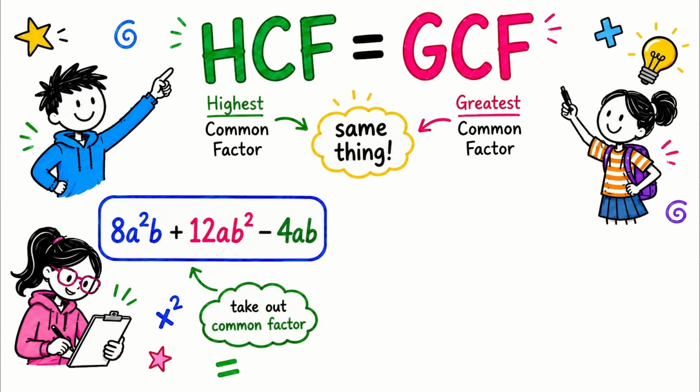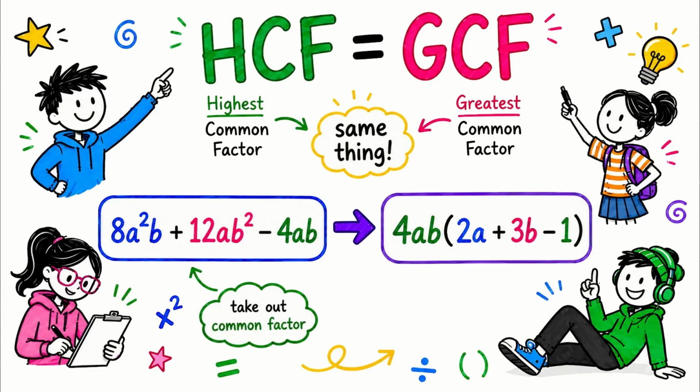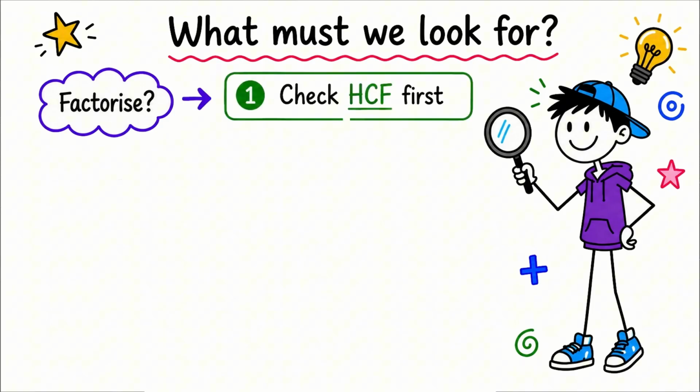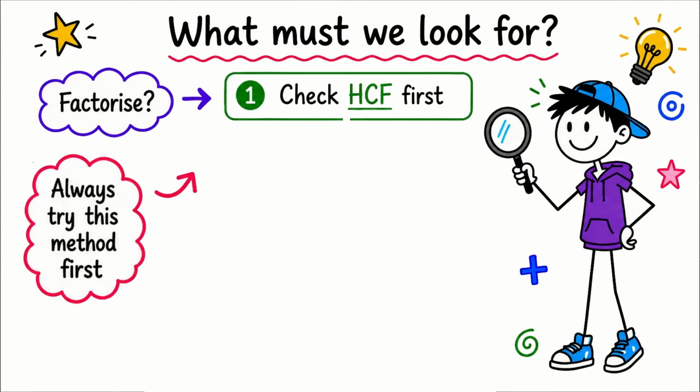When we factorize using the HCF, we take out the highest common factor and rewrite the expression as a product. So instead of writing the terms separately, we rewrite the expression with brackets. Before we do the examples, let's quickly look at the basic idea. When a question says factorize, the first thing we should check is whether the expression has an HCF. This is important because taking out the HCF is usually the first step when we factorize an expression fully. It does not mean that the HCF will always be the only method we need, but it is the first method that we should try.